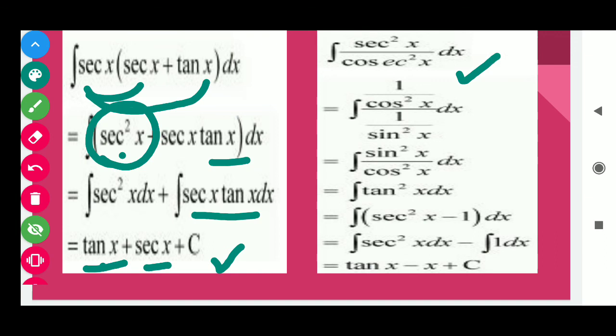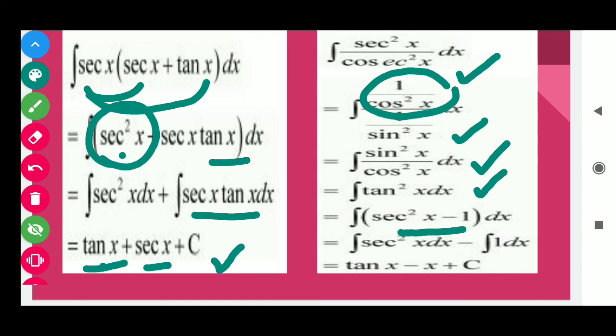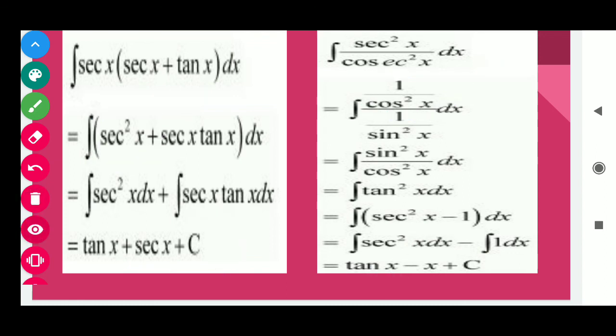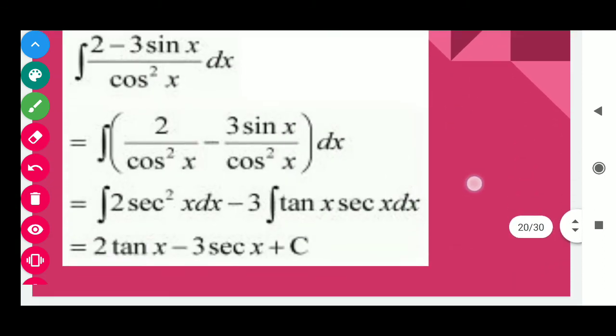And students, if there comes a secant, cosecant and cot, first convert into sin and cos, then that makes easy to solve. So here secant square x is equals to 1 over cos square x, we will write, and cosecant square x is equals to 1 over sin square x. So by calculating this we get the tan square x. But students, you know that there is no formula of solving tan square x, so we will convert this into identity secant square x minus 1. So integration of secant square x is tan x, and integration of 1 is x, and c is some constant of integration. So students, here we have the next question.